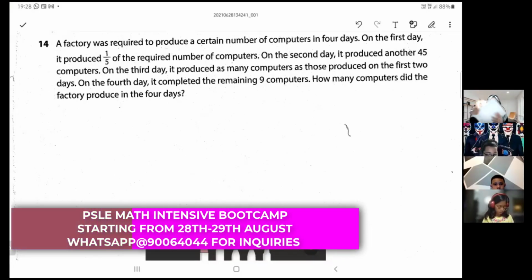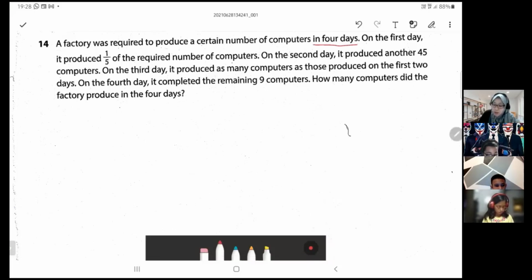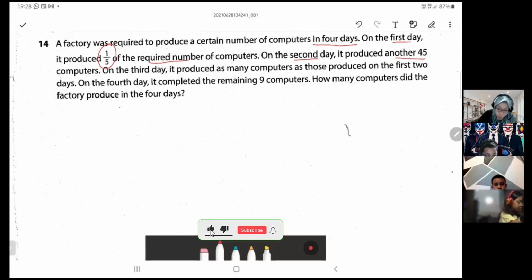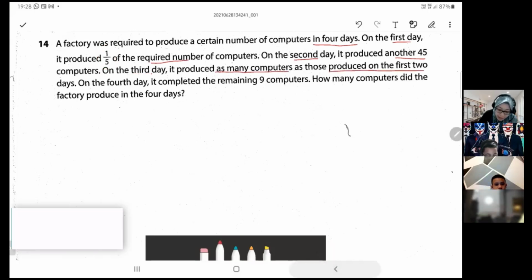Okay, a factory was required to produce a certain number of computers in 4 days. On the first day, it produced 1/5 of the required number of computers. On the second day, it produced another 45 computers. On the third day, it produced as many computers as those produced on the first 2 days.